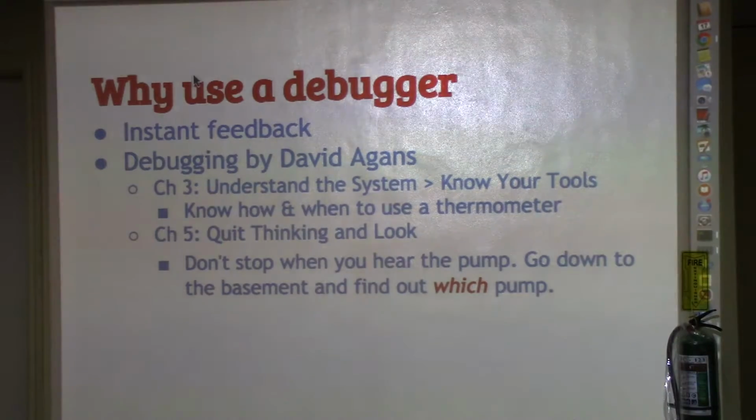Also if you know how to use a debugger, you will most likely know when to use each feature. So it's important to know how to use your debugger, which I admittedly ignored for the first few years of me as a developer. I've been using binding.pry without knowing how it worked. And then it also covers chapter 5, which is quick thinking and look.